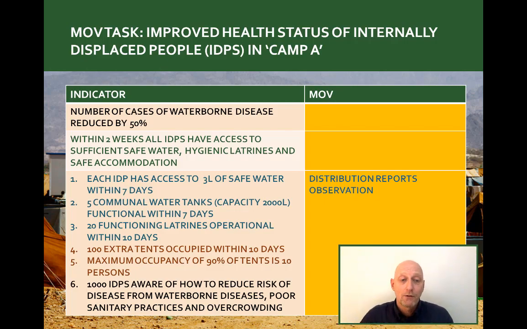Let's look at numbers 4 and 5. This is the reduced overcrowding, progress reports for the distribution of the tents, and again, observation to check that the occupancy is as we expected. In 90% of the tents that we observe, it should be fewer than 10 people.